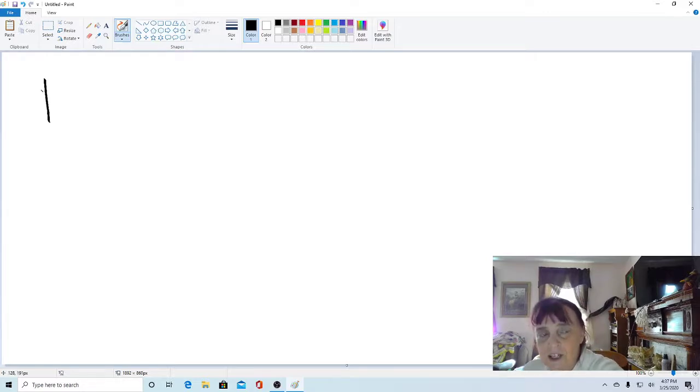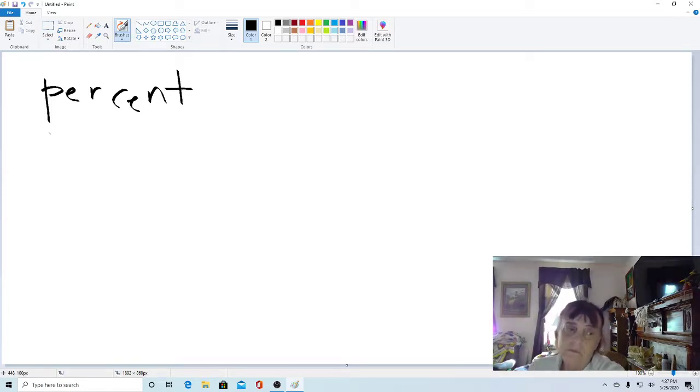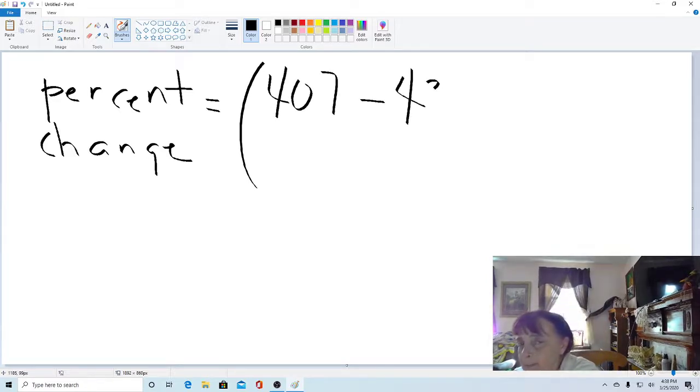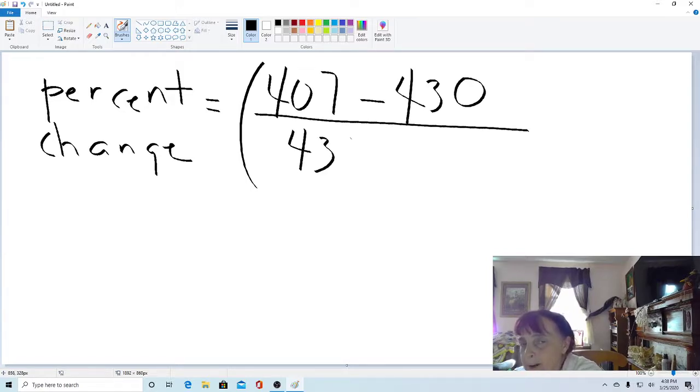Okay, percent change is the new amount, which is 407, minus the original amount, which is 430, divided by the original amount, which is 430, times 100%.